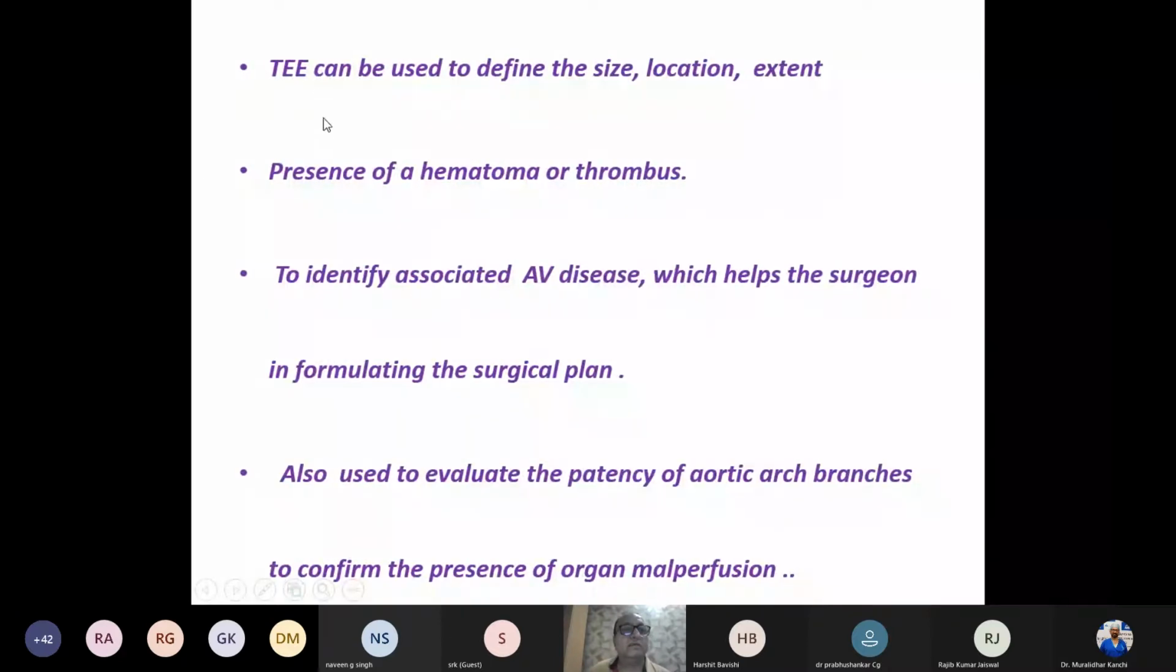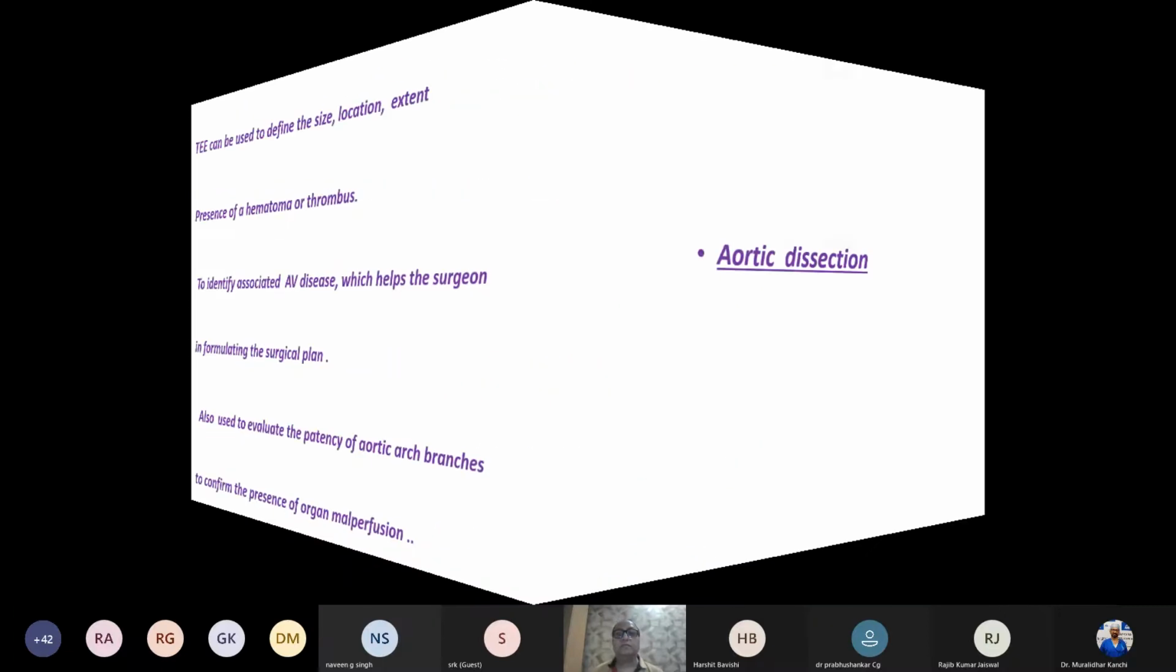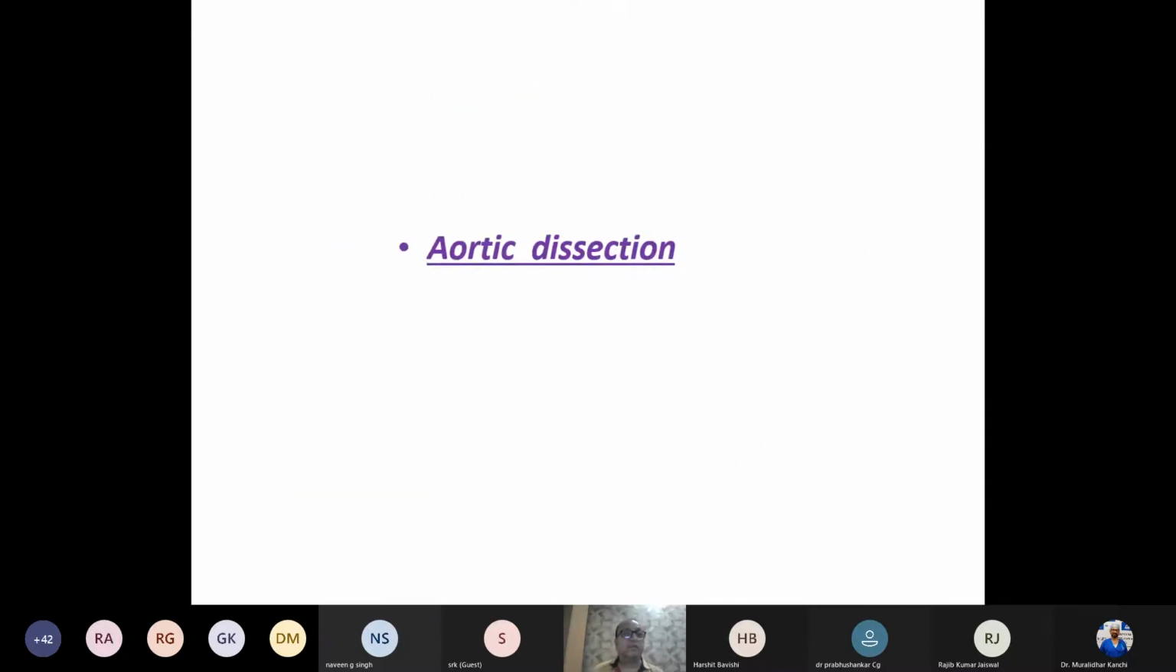Now, how do you use the TEE? We should use the TEE to define the size, location, and extent of the aneurysm, whether there is hematoma or a thrombus in it, and you need to identify the type of aortic valve disease, which will help the surgeon in formulating a surgical plan. Also, like I said, we need to evaluate the patency of the aortic arch branches to confirm the presence of any organ malperfusion or not. That is about the aneurysms. I'm not going into the details of the surgical part, I'm involving only the evaluation of the aneurysms by transesophageal echo.